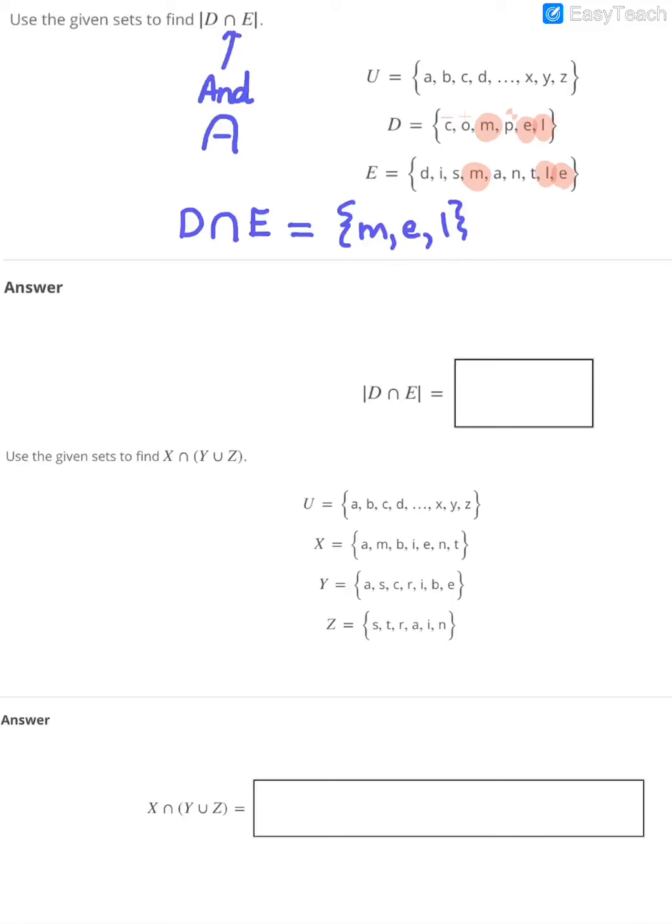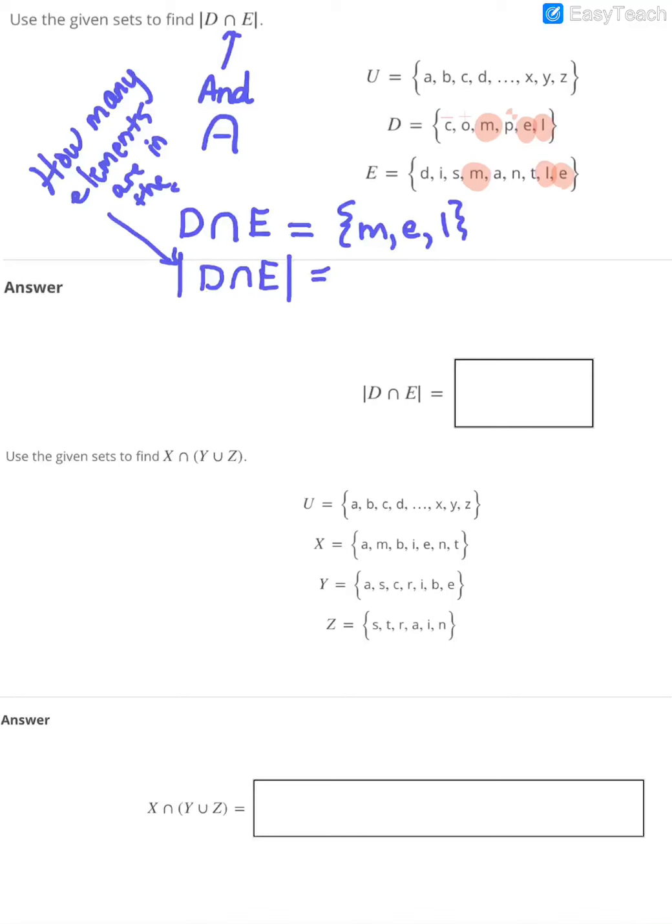Now, when they put what looks like absolute value bars around that, they're asking you what's the cardinal number of that set. So those bars mean what's the cardinal number, or that's the fancy way of saying how many elements are in the set.